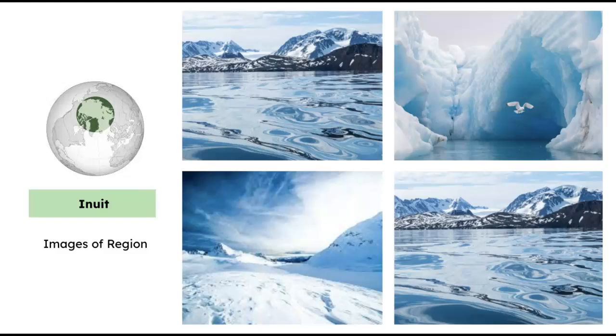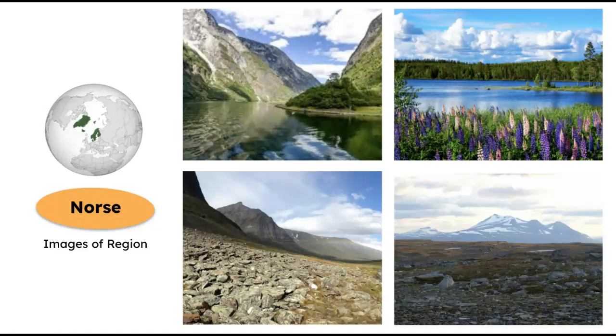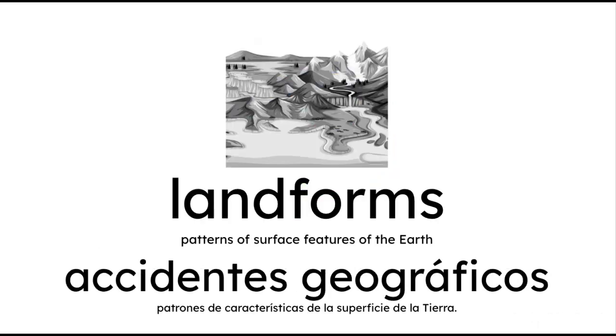You'll then display the regional landscapes images for students to make observations and compare the land formations of each early explorer group. After each image, you'll have students pair share to make observations about the different land features from each image. You'll ask students what they notice about the images and what shapes or types of land they see. This is a good opportunity to post the landforms vocabulary card.